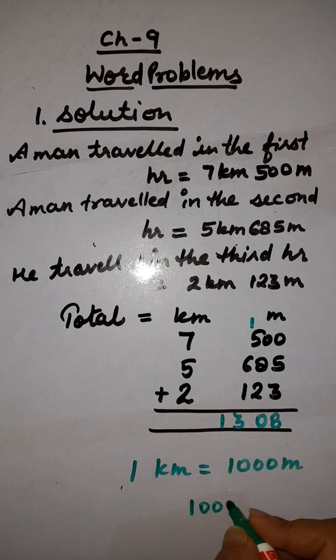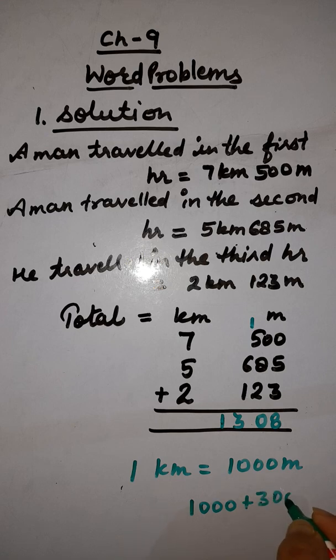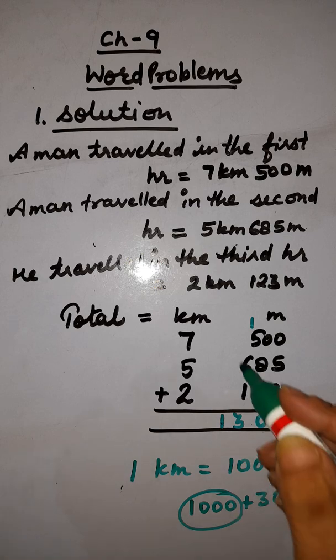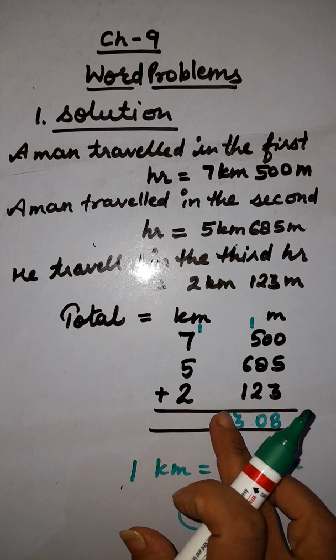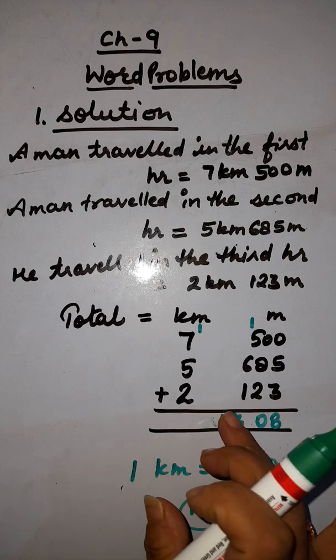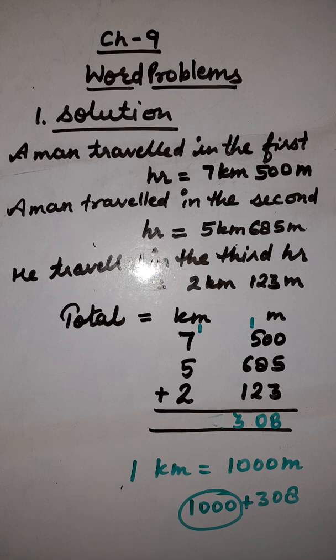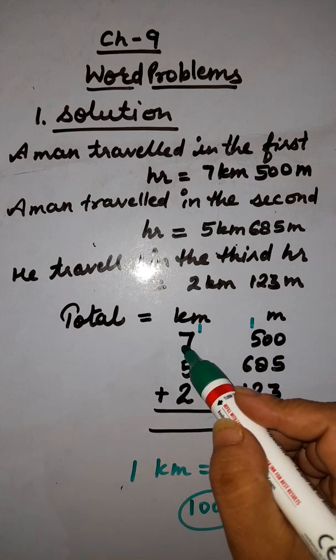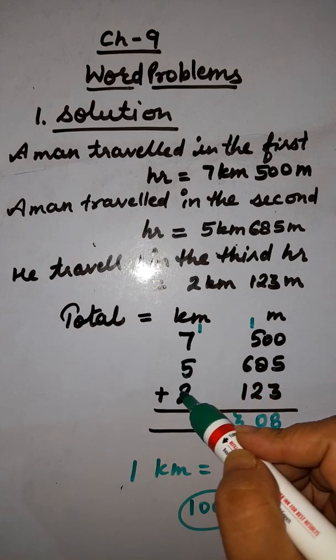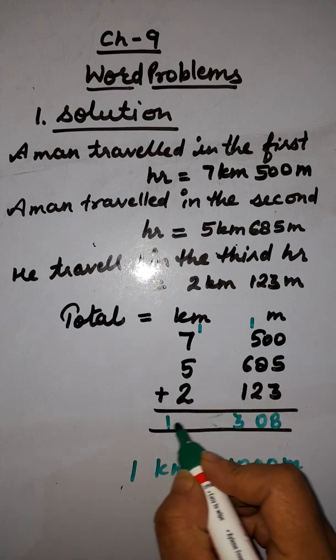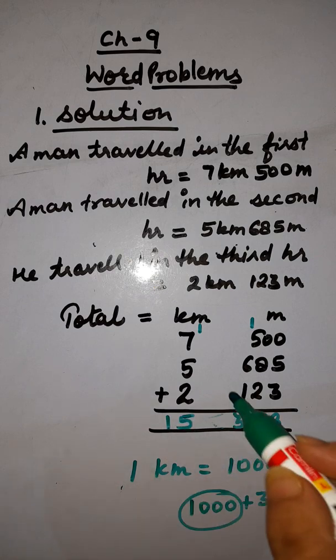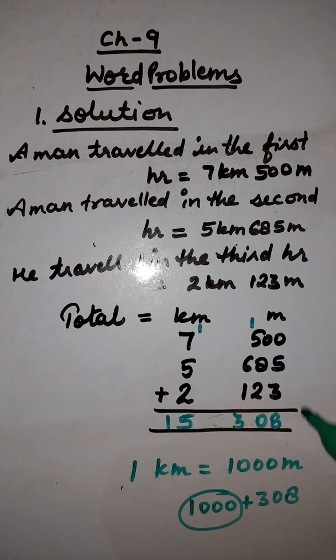If we break it, 1000 plus 308. It means that this 1000, it will go to the kilometers column, and no need to write here 1. Okay, so here 308. Now add 7 plus 5, 12, 12 plus 2, 14, 14 plus 1, 15. Now what we get? 15 kilometer, 308 meter.